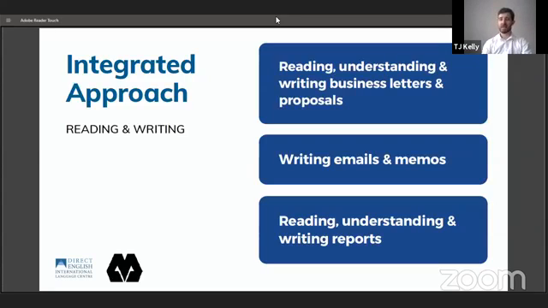Building up all these skills together will help boost your confidence as a learner, and you'll start feeling easier to use English in the workplace as a result.